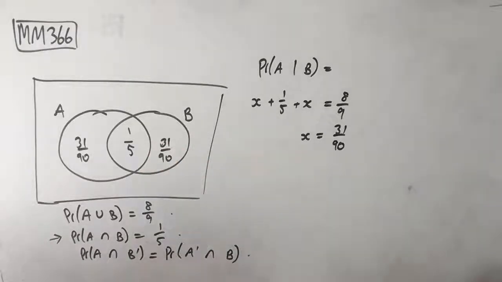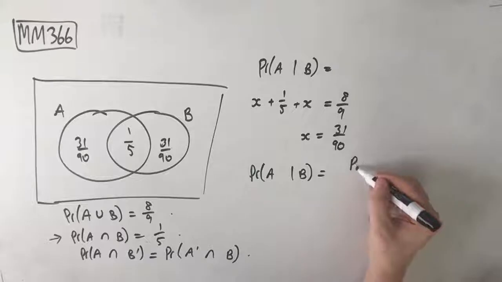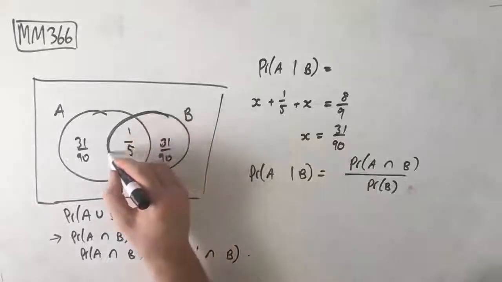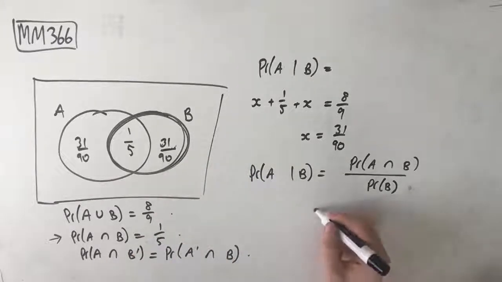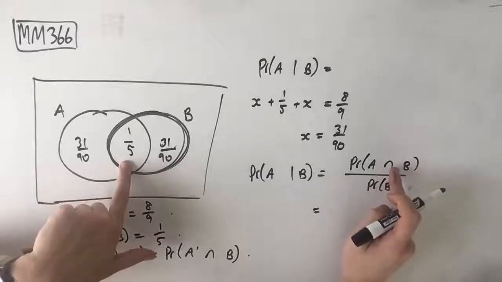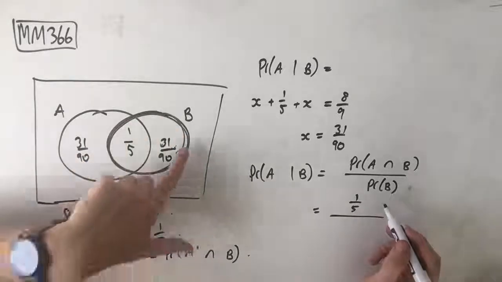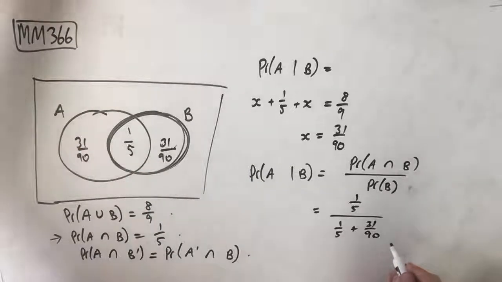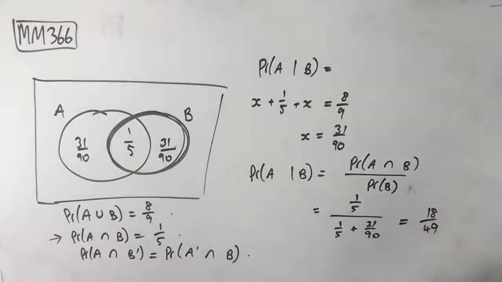Awesome. So now we can actually figure out our probability of A given B, right? Because what we need, probability of A given B, according to the formula, is the probability of A intersect B over the probability of B. Now the probability of B is this whole thing, right? And we couldn't figure that out without first figuring out x and figuring out that that's 31 on 90. So now we can just plug in our values. So we know that the probability of A intersect B is our middle part here, which is 1 on 5, over the probability of B, which is this total thing here, which is these two added together. So 1 on 5 plus 31 on 90. Awesome. Now I would just put this into my CAS, and what it'll spit out is 18 on 49, which is our answer D. So guys, D is our answer for MM366.